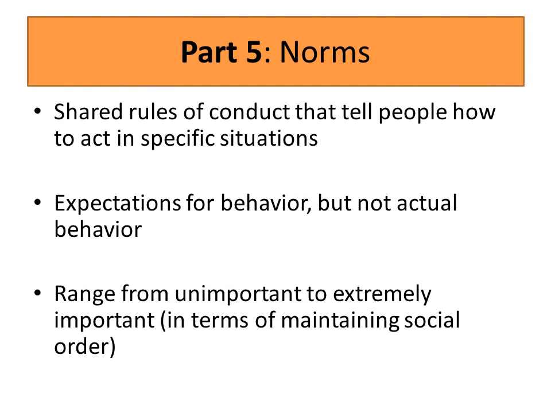The fifth component of culture is referred to as norms. In sociology, we define norms as shared rules of conduct that tell people how to act in specific situations. Now, norms are expectations for behavior, but they're not the actual behavior themselves. And norms can range from trying to control unimportant activities to extremely important activities. But all norms are generally focused on maintaining social order.